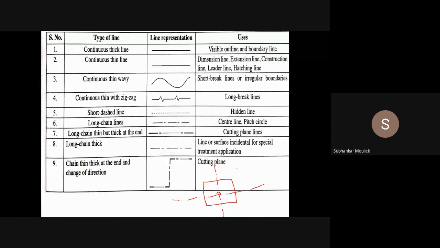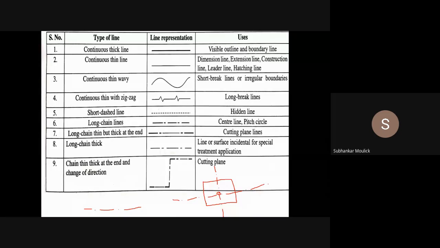If you have any object and you want to represent the central line of that object, for example a square, the square has some center. From that center, one central line will pass. That central line is represented by these long chain lines, which is nothing but a dash, dot, dash, dot, dash line. Clear? Any doubt? No, sir. Fine.